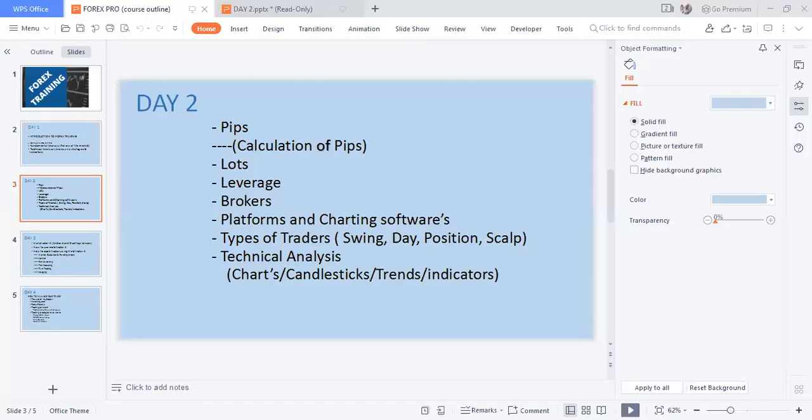I'll be starting with today's class. What exactly do we have for today's training? Today, I want to assume that we can all see the screen. I'll be talking about pips. I'll dive into lots, I'll go into leverage, then lot size. Then I'll go into brokers, platforms, and charting software, types of traders, and technical analysis. We'll talk a whole lot about some things today, starting with this.